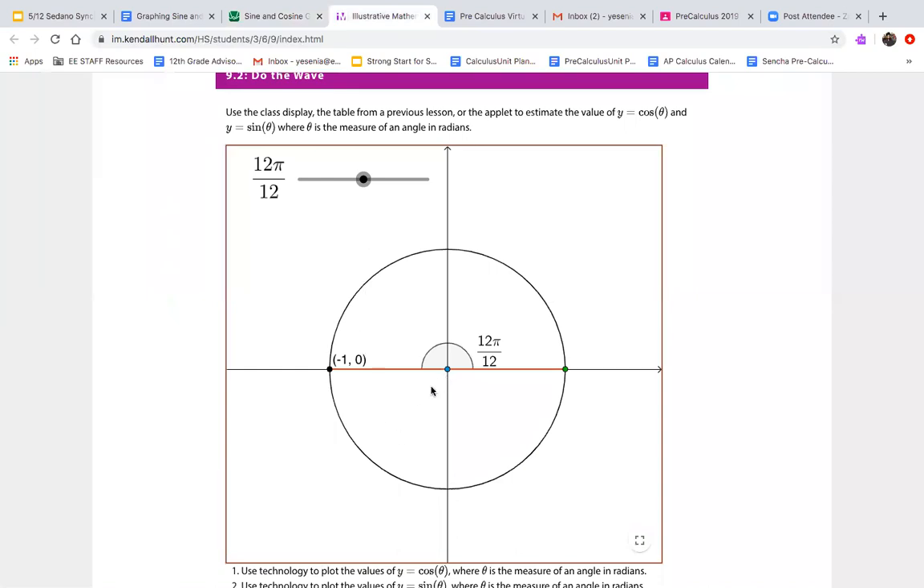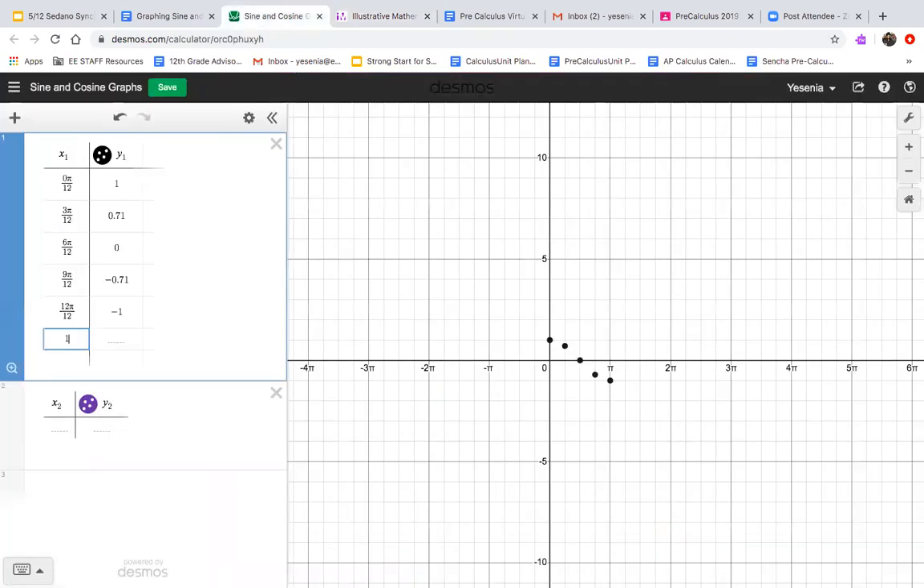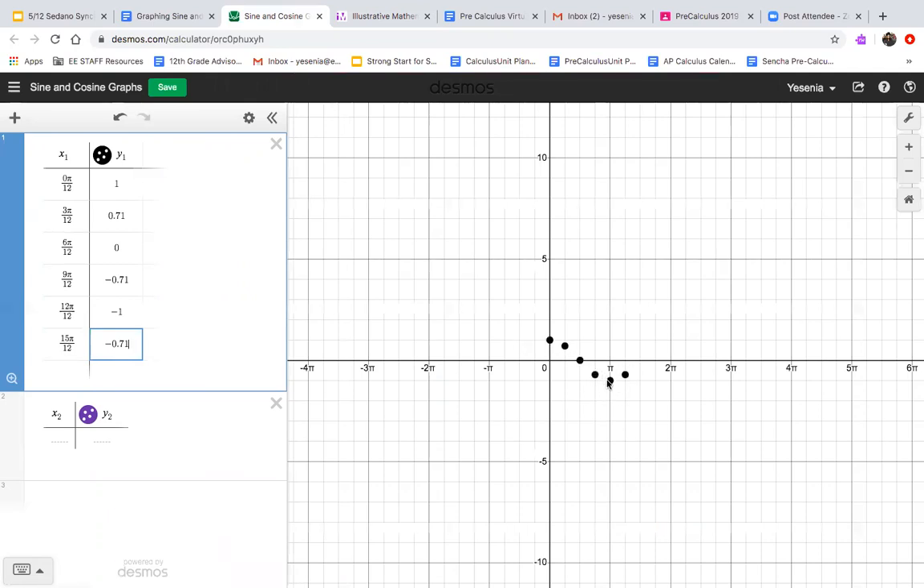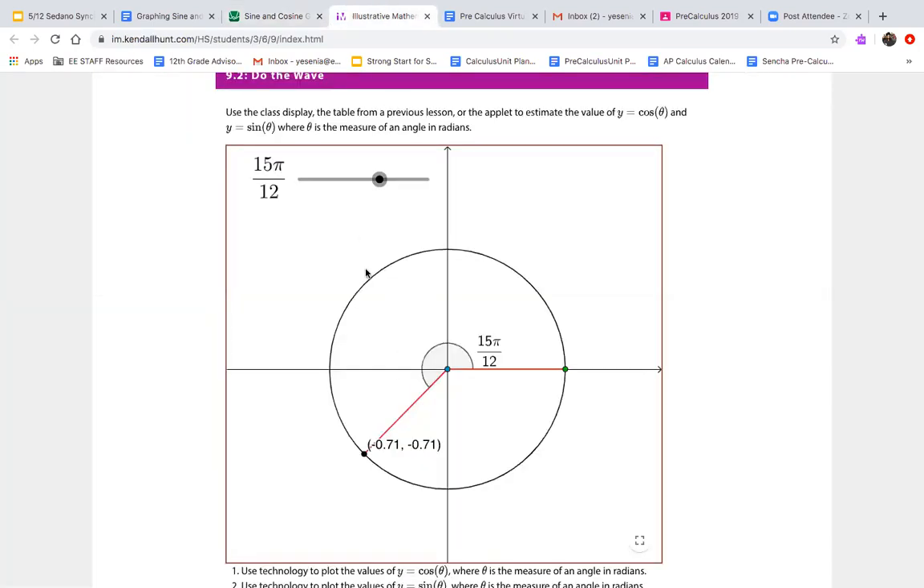So again, I'm going to choose probably somewhere here in the middle again. It's probably going to be a number like the 0.71. I see that value repeating. So now when I have 15 pi over 12 radians, my cosine is -0.71 again. So 15 pi over 12 radians is again the -0.71. So that's the part where we're seeing that it's increasing back up again. So it was going down, and then that's when it starts to go back up. All right, let's keep going.